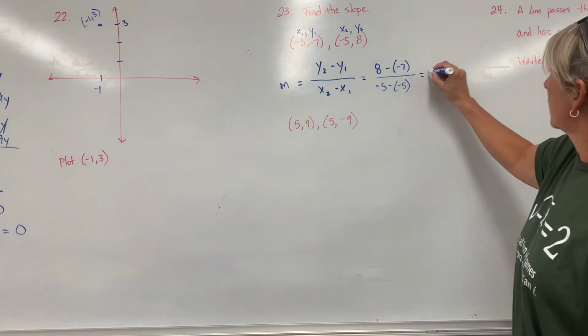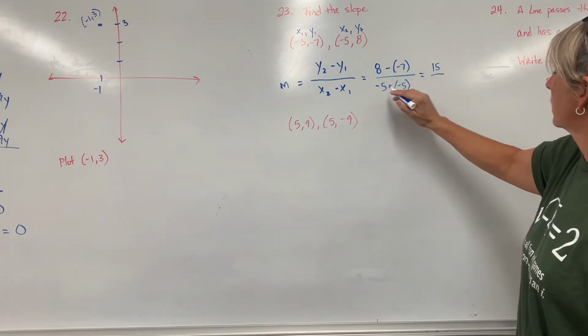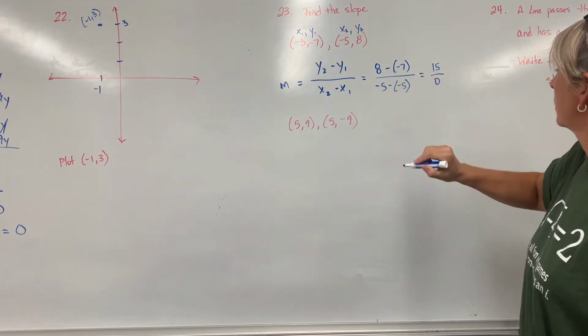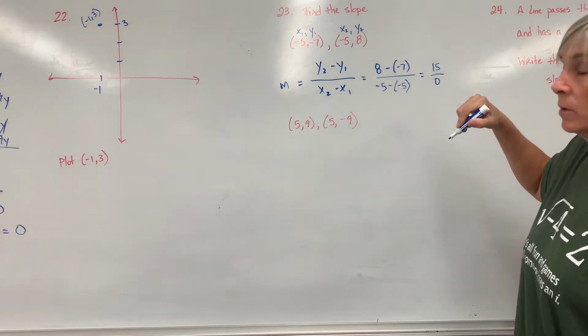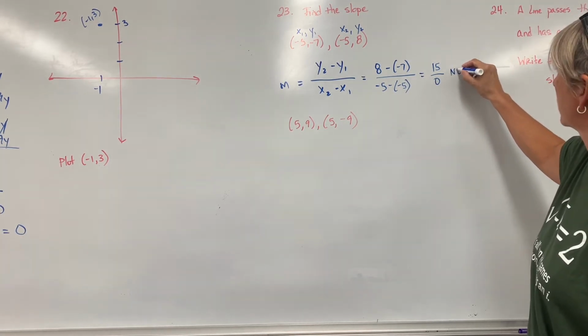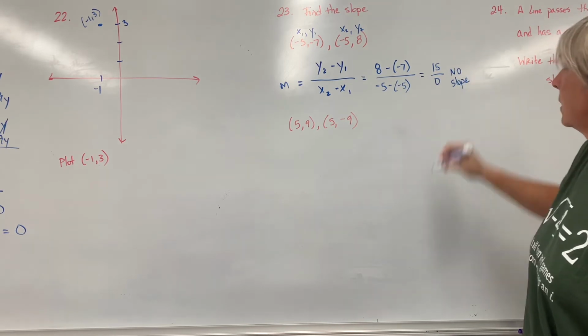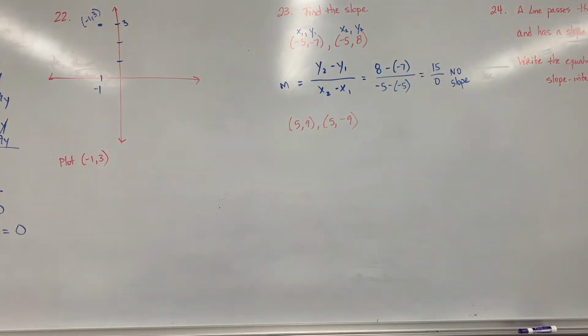So here I get 15 over negative 5 plus 5, which is 0. This is undefined, so I have no slope. When it's undefined, there's no slope. And I'll show you that on a picture so that it makes sense to you visually.